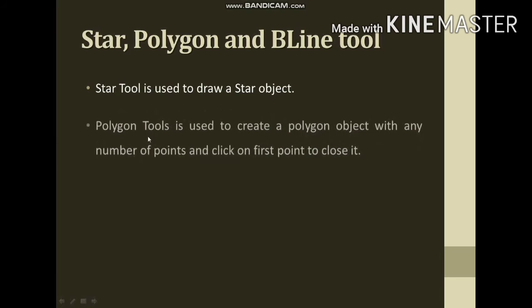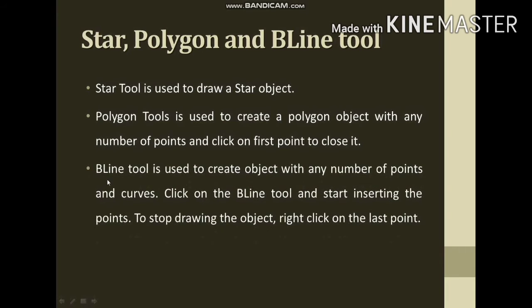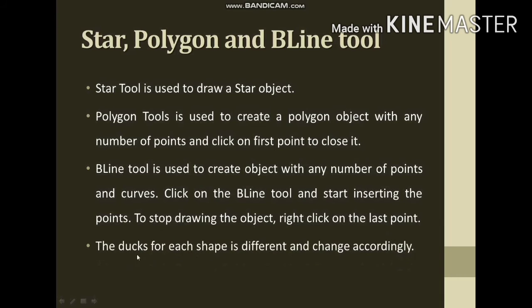Star, polygon and B-spline tool. Star is used to draw a star. Polygon is used to create a polygon object with any number of points, and you click on the first point to close it. In the same way, the B-spline tool is used to create an object with any number of points and curves. Click on the B-spline tool and start inserting points. To stop drawing the object, right click on the last point and loop it. The params for each shape are different and change accordingly. So let us see.